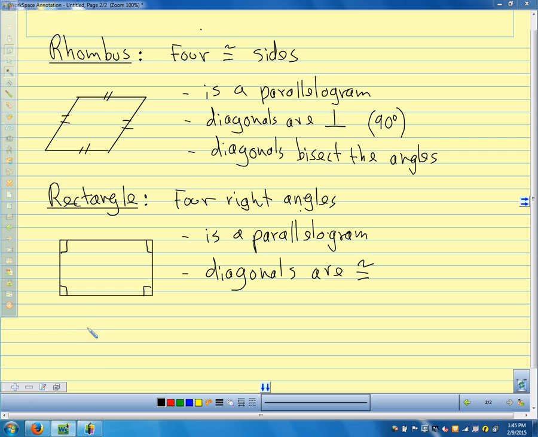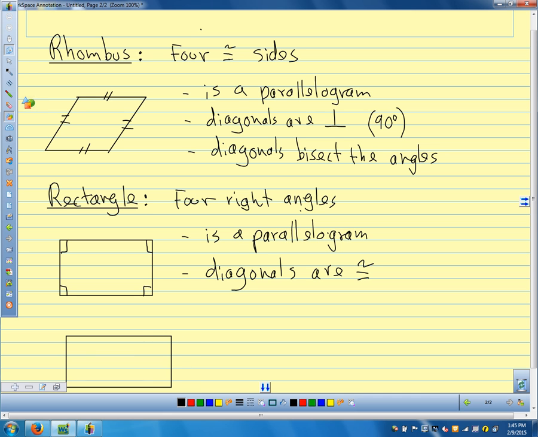Diagonal goes from, let's draw a picture here just so everybody's clear. Diagonal is from corner to corner. So if you want to draw a little sketch in there on the side, just so you know, make sure. Diagonal goes from corner to corner. All right, we good on a rectangle?